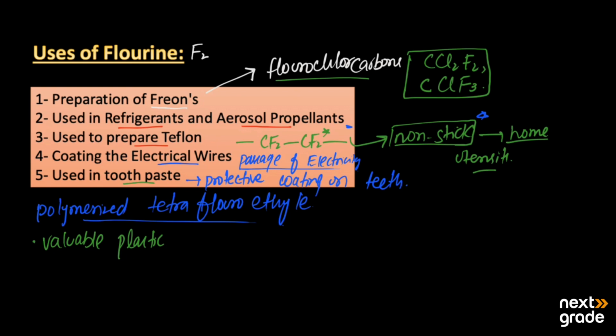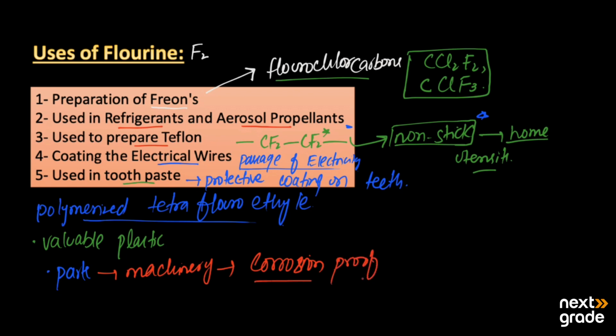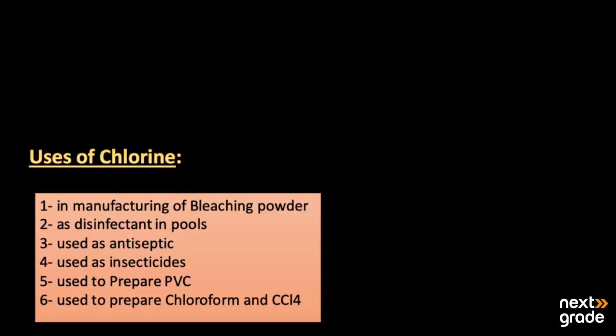On the other hand, fluorine is also used to make parts of machinery, as these parts are prepared as corrosion proof. Corrosion proof means the parts of the machinery do not corrode or undergo the process of rusting. So this was the use of fluorine. After this we have the uses of chlorine.